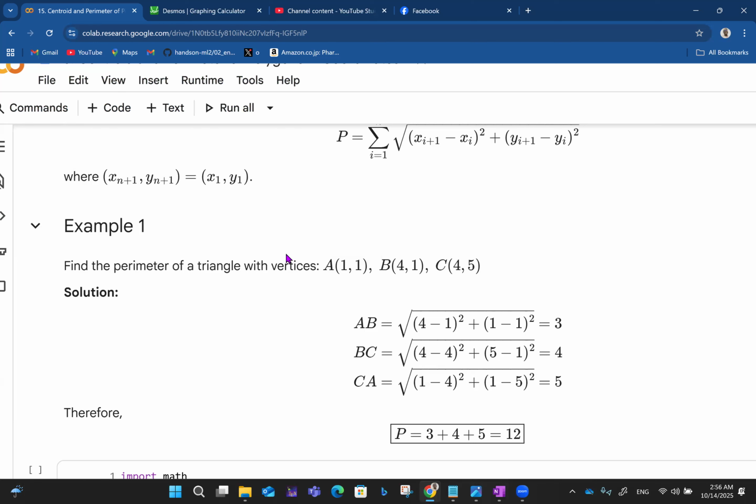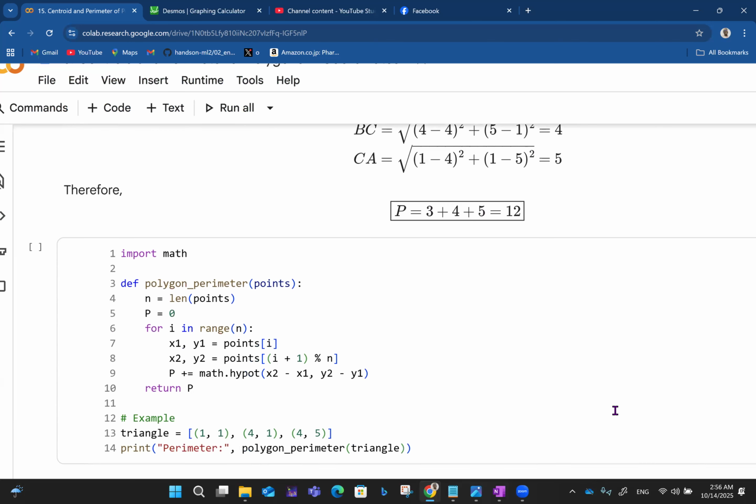For CA now, C and A, 4 minus 1, or 1 minus 4, that's minus 3 squared, which is 9, plus (1 minus 5) squared. So you have 9 plus 16, that's 25. The square root of 25 is 5. So the perimeter of this triangle will simply be 3 plus 4 plus 5, and that is 12.